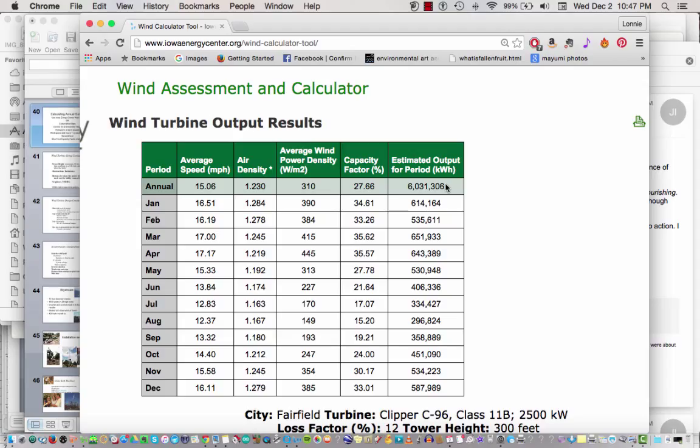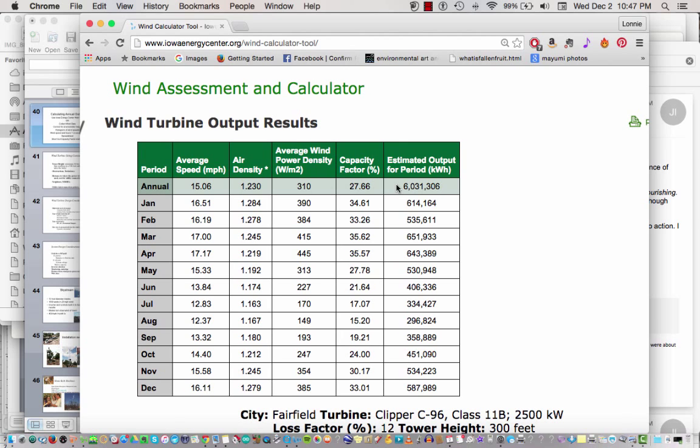energy usage, which is about 4 or 5 million kilowatt hours. So this one turbine would provide us with all of our energy, but it wouldn't necessarily provide all of it in every month. So there might be some months in the summer when we might need 600,000 or 700,000 kilowatt hours, and we only get 400,000 from the wind turbine, and some months in the winter where maybe we only need 500,000 kilowatt hours, but we're getting 600,000.